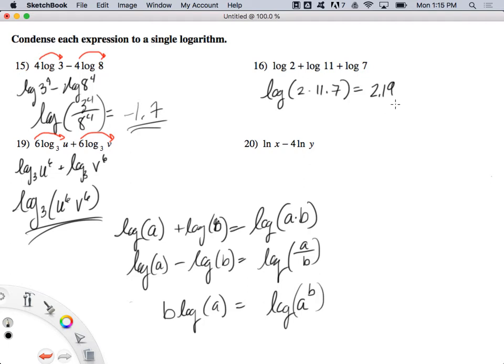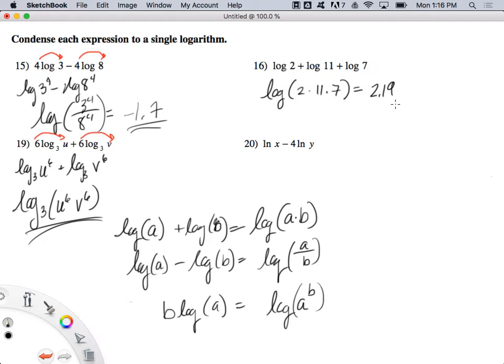What about this last one here, number 20? Take 30 seconds on that one. See if you can solve for it. You have to take care of that 4 first. What does that 4 become? Very good. And then you can divide. See if you can figure that one out.